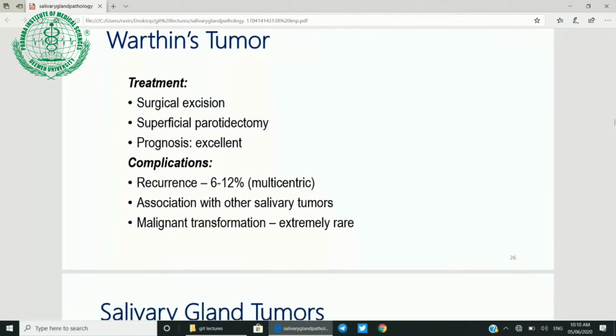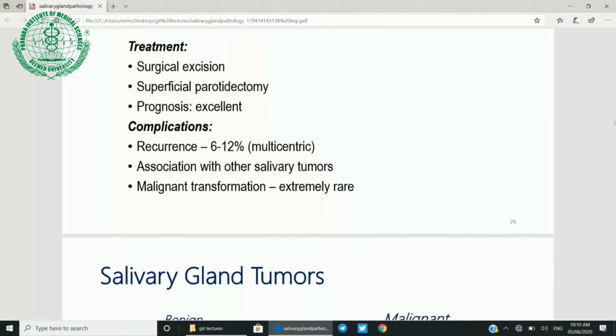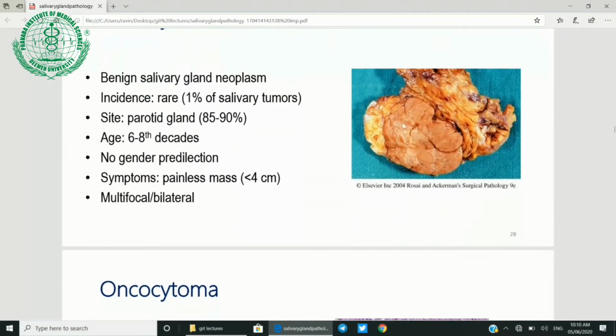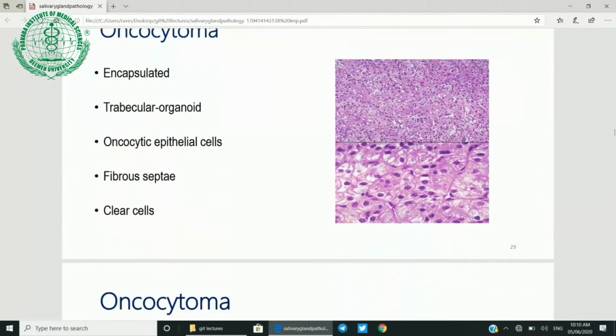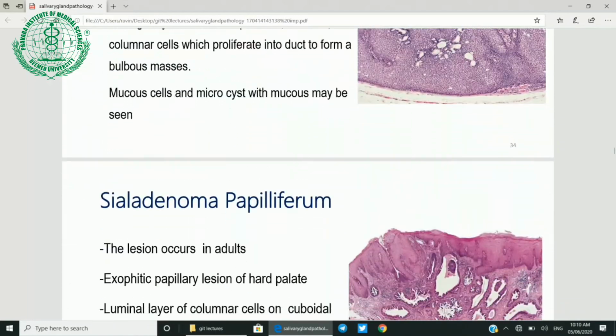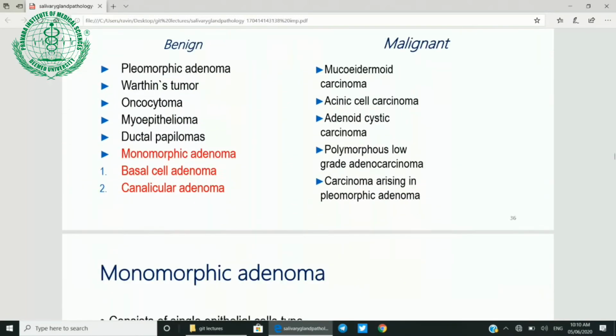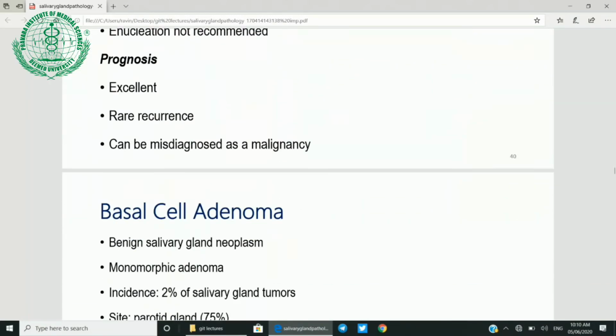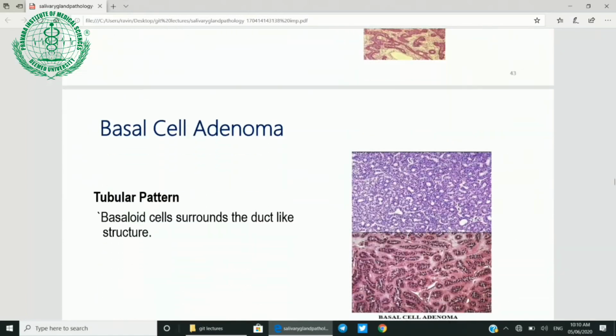Treatment of this is surgical excision. You can take out the parotid. Prognosis is excellent. Again, same complications: there can be recurrence, association with other salivary tumors. Malignant transformation is quite rare. I will not go into the other benign tumors. Oncocytoma is there, papillomas, papilliform adenomas, monomorphic adenomas, different types of them, basal cell, canalicular.